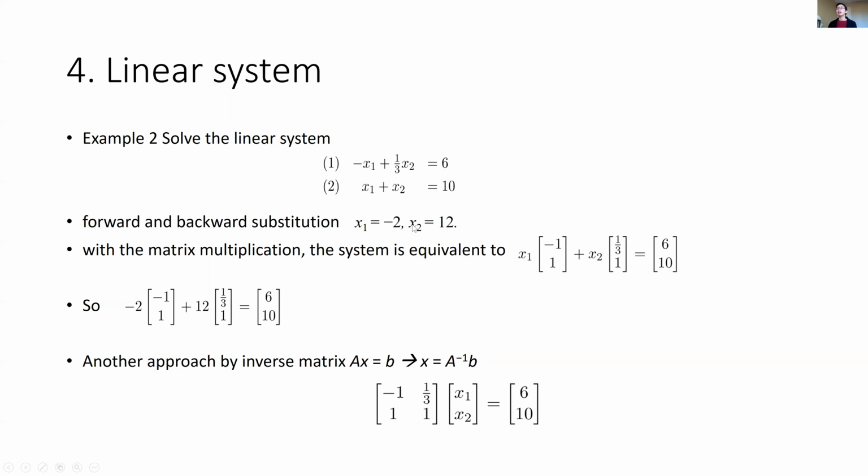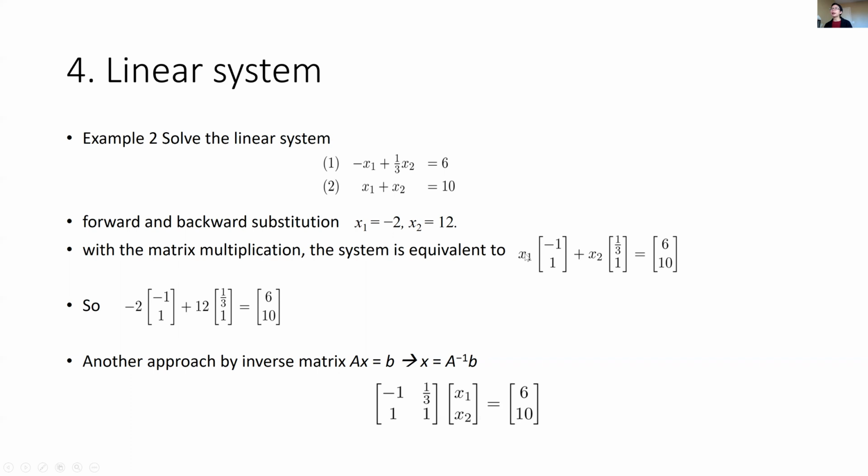But in general, if you remember what you learned in linear algebra, you can do Gaussian elimination and solve this, and convert it to echelon form and then solve it, right? So with the matrix multiplication, you can also convert the system to this equation, right? So look at this equation.